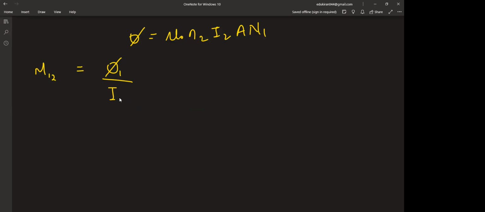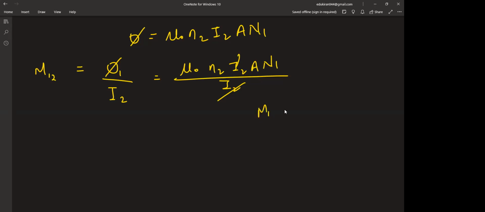So M will be phi divided by current. So what is the value of phi? Mu naught N2 I2 A N1 divided by I2. Current gets cancelled. M12 becomes equal to mu naught N2 N1 A divided by L. Fine. This is the formula.